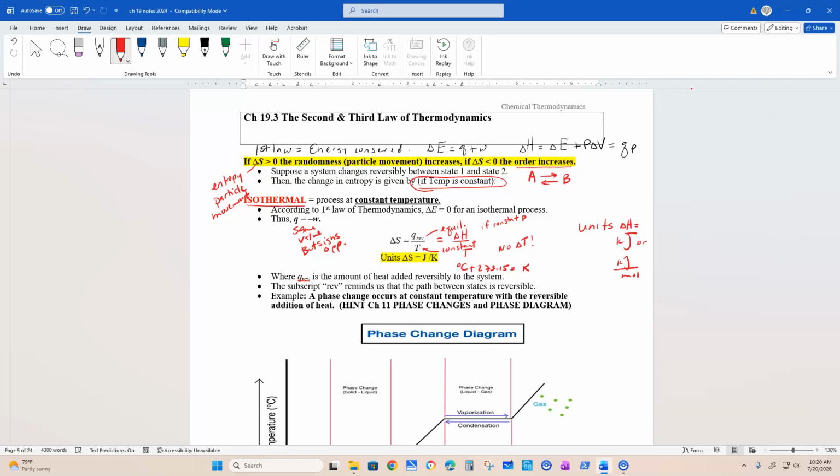So the Q reverse is the amount of heat added to a reversible system. So we are adding that heat, okay? Now you can lose heat also depending if it's endo versus exo. The word reverse reminds us that the path between the states is reversible, okay? So a phase change would be something that is reversible, with the addition of added heat.